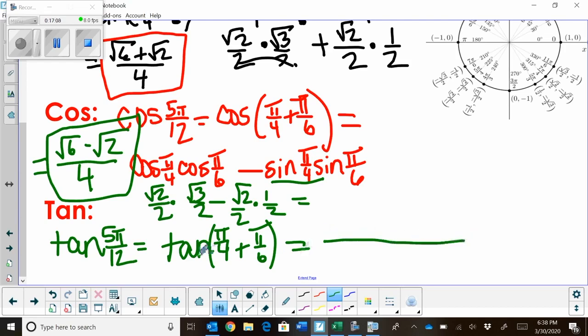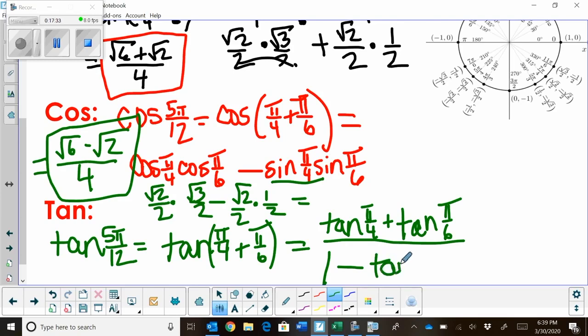Okay, so on top, we're going to write it as tangent of pi over 4 plus tangent of pi over 6. So it looks like we just distributed that on top. And then on the bottom, it's always 1 and then the opposite sign. So 1 minus their product. So this is going to be still the tangent of pi over 4 times the tangent of pi over 6. So let's see if we can figure this out.